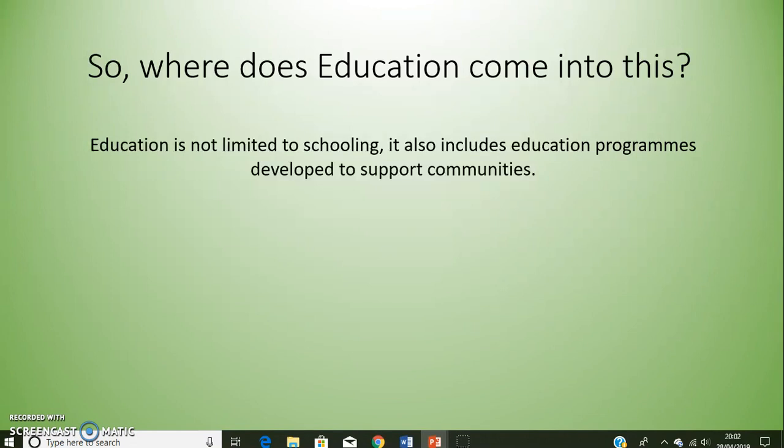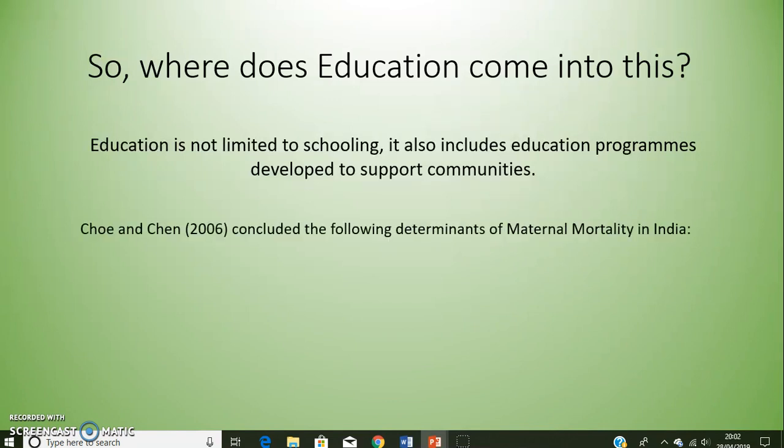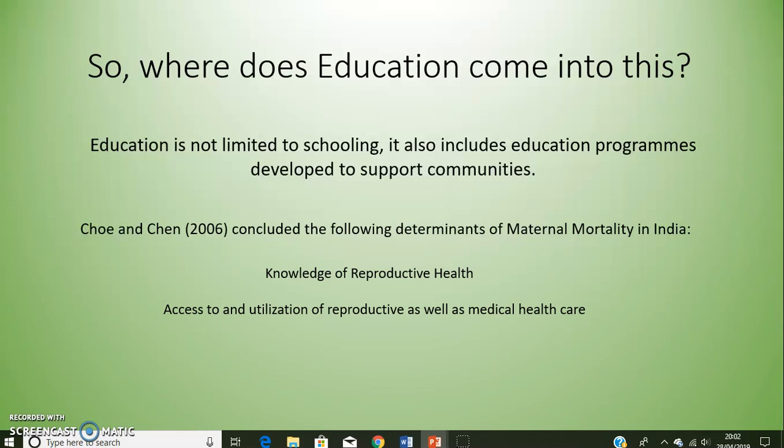In their 2006 India case study, Cho and Chen concluded the following determinants of maternal mortality: knowledge of reproductive health, access to and utilisation of reproductive as well as medical health care, and finally socio-economic and cultural factors associated with the knowledge and use of services.